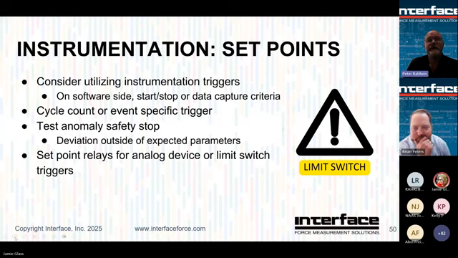Any sort of test anomaly, again, safety stop, deviations outside of expected parameters. So if you have a set trigger level where you think it should run and something happens outside of that, you can set it up to stop as well. Set point relays for any sort of analog device or limit switch triggers to control outside equipment.